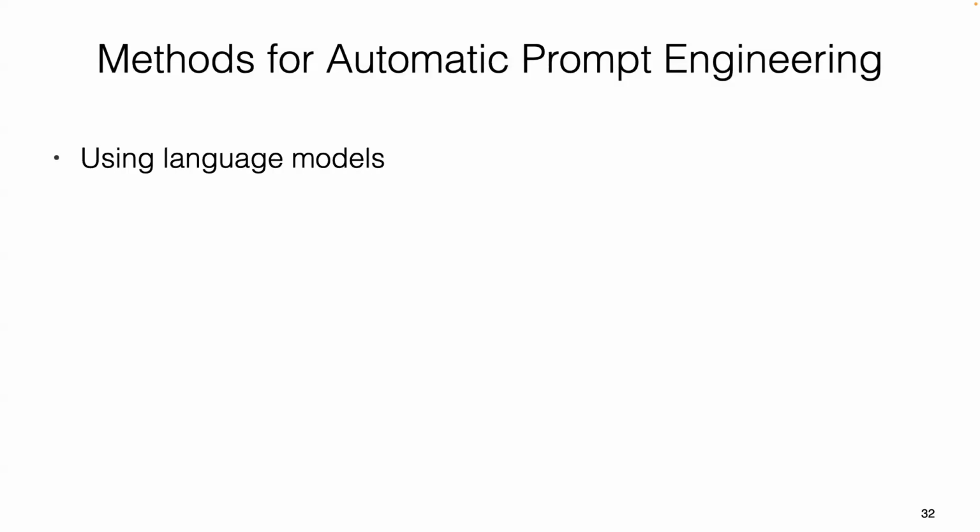Okay. So for automatic prompt engineering, this is a new category that I added for this iteration of the course. One option is to use a language model to generate the prompt for you. Another one that I'll talk about is in continuous space, and it's called prompt tuning.